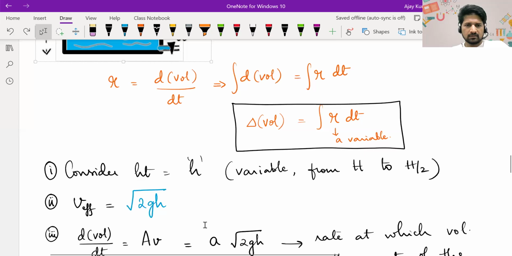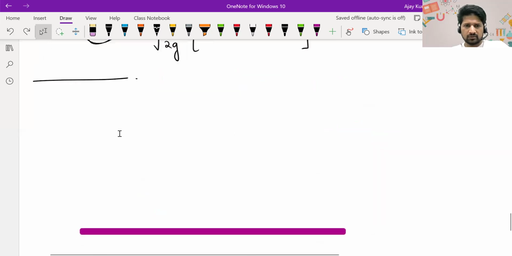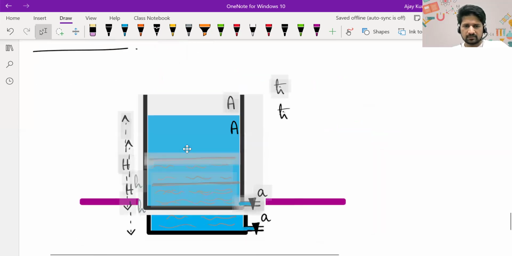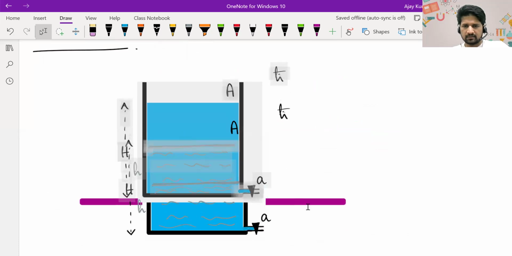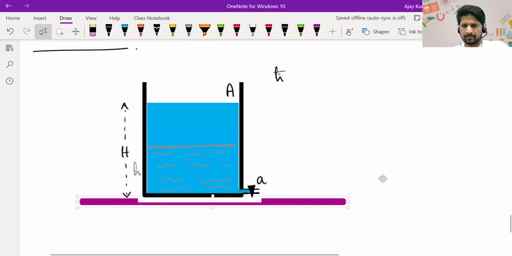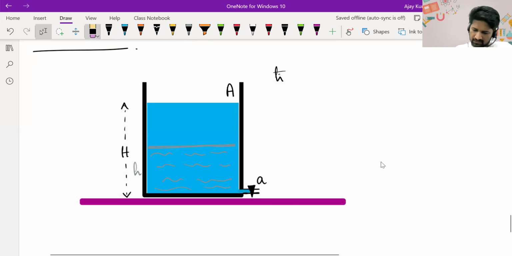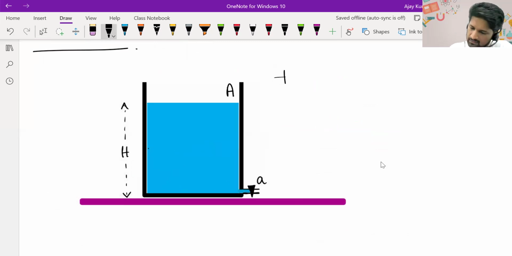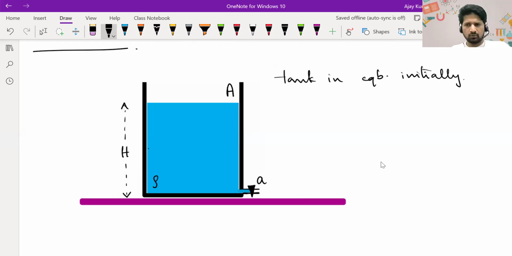Okay. Let's say you place this tank on that smooth horizontal surface. Initially, the tap is closed, so water will not be leaking out, and assume the tank is in equilibrium. Fine. And let's say the density of the liquid is rho. To answer this question, density will be needed.